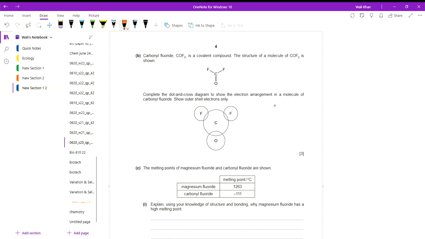Carbonyl fluoride is a covalent compound. The structure of a molecule of carbonyl fluoride is shown. Complete the dot and cross diagram to show the electron arrangement in a molecule of carbonyl fluoride. Show outer shell electrons only. So आपने सिर्फ जो है वो outer shell electrons show करने हैं.